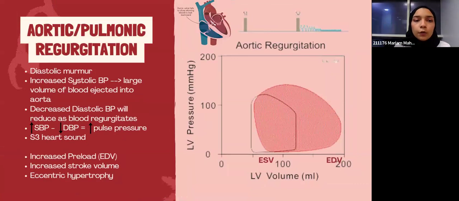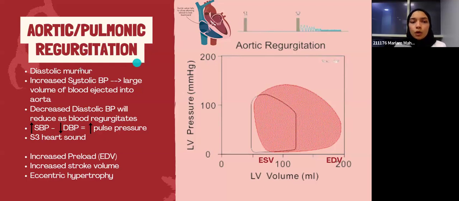Okay, so now for the aortic and pulmonic regurgitation. What happens here is that in diastole, when the ventricle starts relaxing again, the blood will come back from the aorta to the ventricle. Okay, so when does this happen? In diastole, so it causes a diastolic murmur. So you will see that here, S1 and then S2, and then there's the murmur.